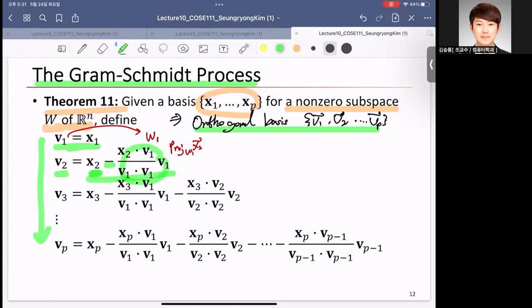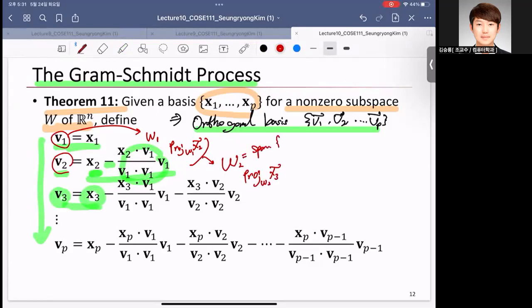And we can think of W2 spanned by V1 and V2. Then V3 is going to be x3 minus the projection of x3 onto W2, which was spanned by V1 and V2. This looks like this.